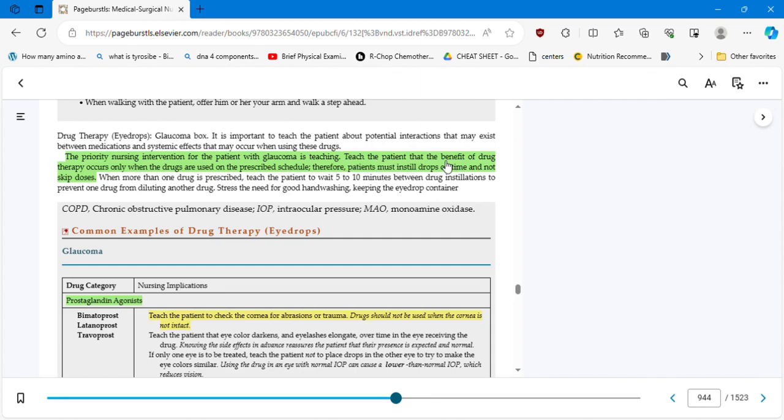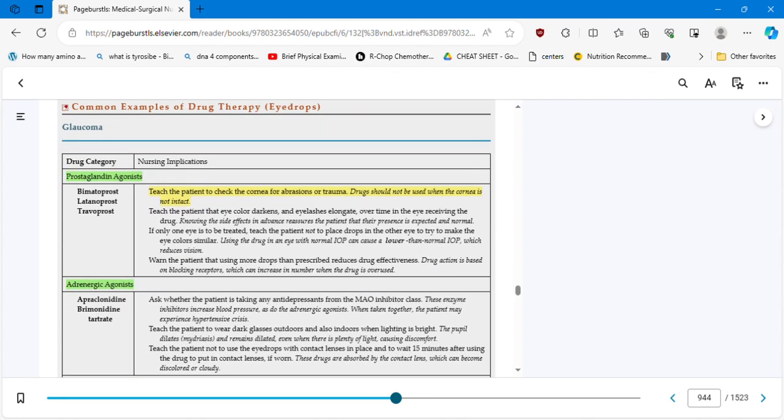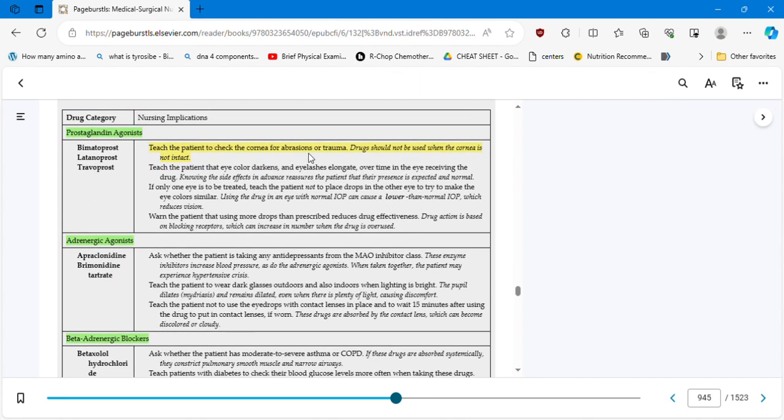Teach the patient that the benefit of drug therapy occurs only when the drugs are used on the prescribed schedule. Therefore, the patient must put the drops in on time and not skip doses. That's most important. Know your medications, your prostaglandin agonists. Teach the patient to check the cornea for abrasion or trauma. Drugs should not be used when the cornea is not intact.